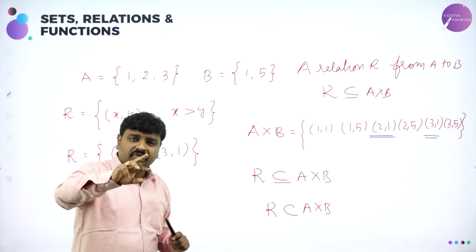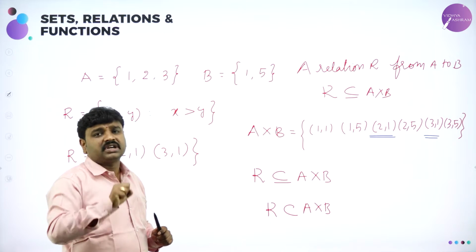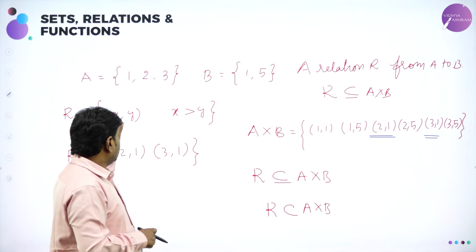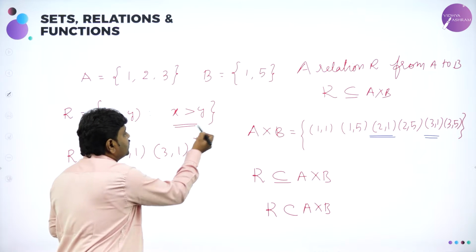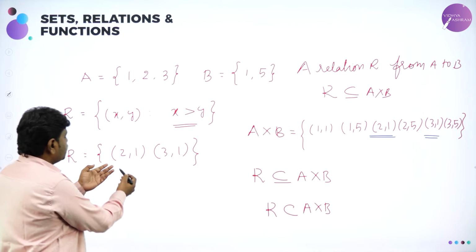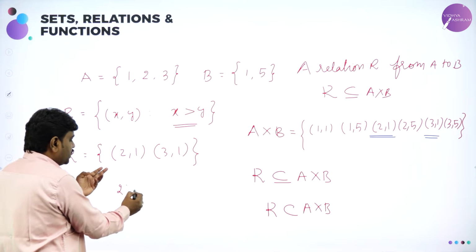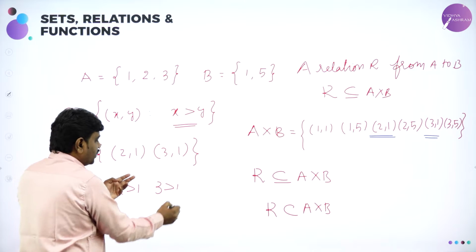A relation R from A to B is a subset of A cross B such that in the ordered pair, the first element should be related to the second element. Here they gave the relation x greater than y. So in this ordered pair, first 2 is greater than 1, that's why I wrote it. 3 is greater than 1, that's why I wrote it.